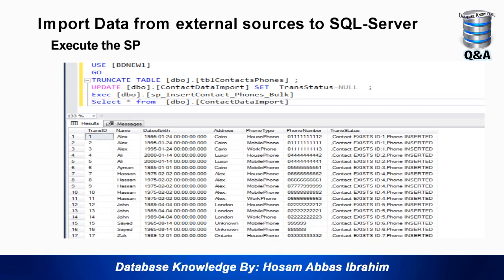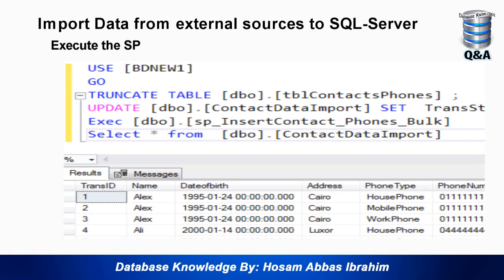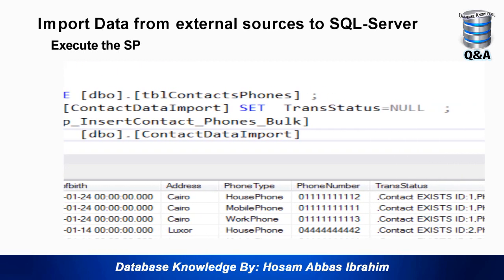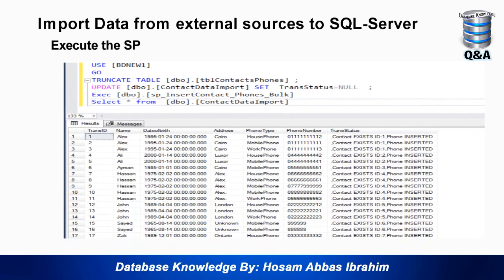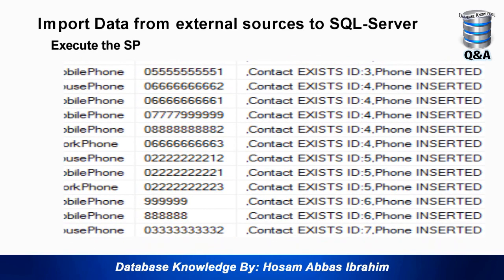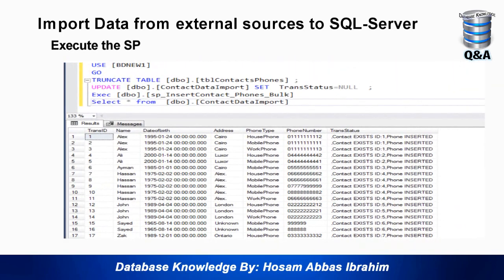So we try another thing: we truncate all the phone numbers we have in the database, set the transaction status to null for all of them, and try again. As you can see here, after we execute the stored procedure for all records, we get contact exist and phone number inserted. Now we try something else.